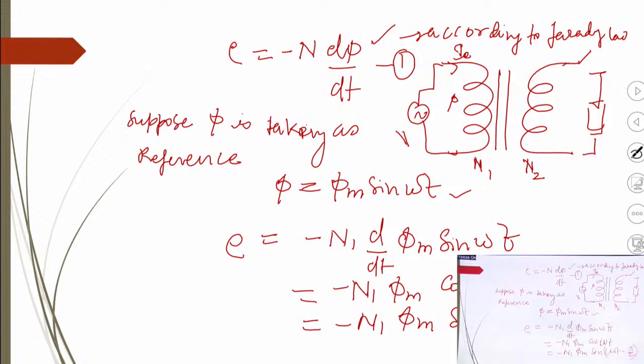Right. So this EMF is induced in the, suppose N1 is the high voltage side and N2 is the low voltage side. So this E1 will be produced in the high voltage side, and it is the instantaneous value. Right. So this is the instantaneous value, and this can be treated as a maximum value, minus N1 omega phi m, omega is treated as a maximum value.